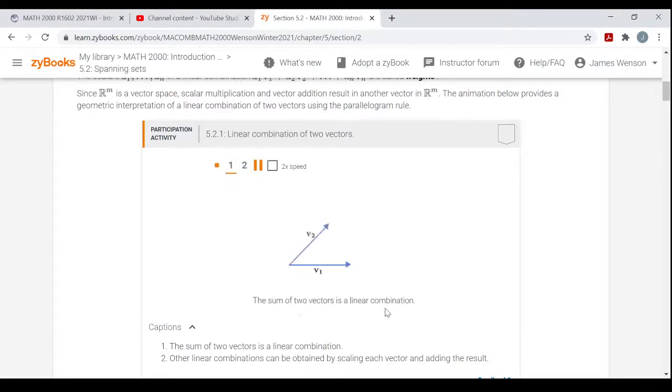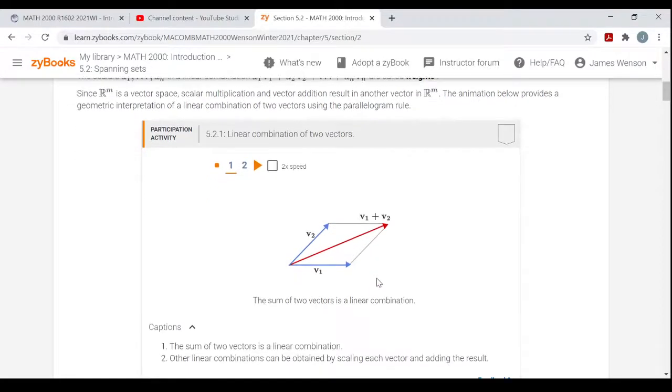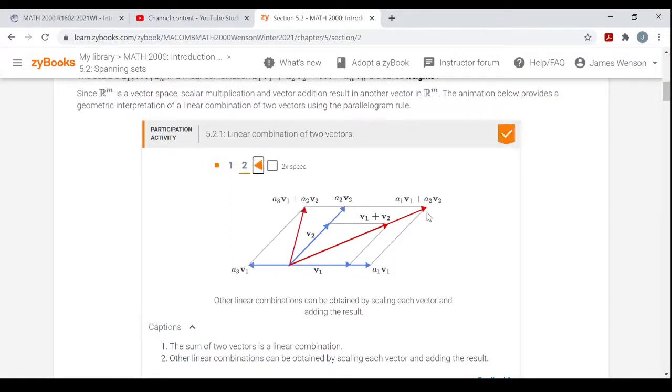So remember, the sum of two vectors is a linear combination. There's v1, v2. This is a linear combination with weights 1 and 1. The scalars here are 1 and 1. Those would be the weights of that linear combination. Other linear combinations can be obtained by scaling each vector and adding the results. So here's a1 times v1, a2 times v2. There's a1 v1 plus a2 v2. Here's a3 times v1, and they add a3 v1 plus a2 v2. You just add scalar multiples of a bunch of vectors, and you get what's called a linear combination of those vectors.